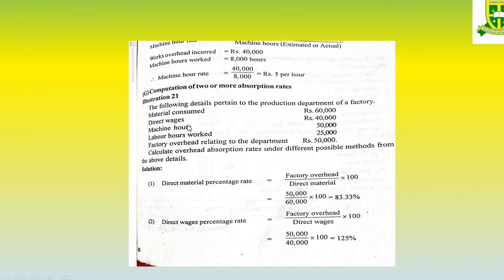See whether factory overhead is given in the question. Yes, factory overhead is 50,000. Direct material is also given, the material consumed is 60,000. So 50,000 divided by 60,000 into 100 gives the direct material percentage. The next one is direct wages percentage. Factory overhead is 50,000, and the denominator is changed to direct wages. So 50,000 divided by 40,000 into 100, which is 125 percent.